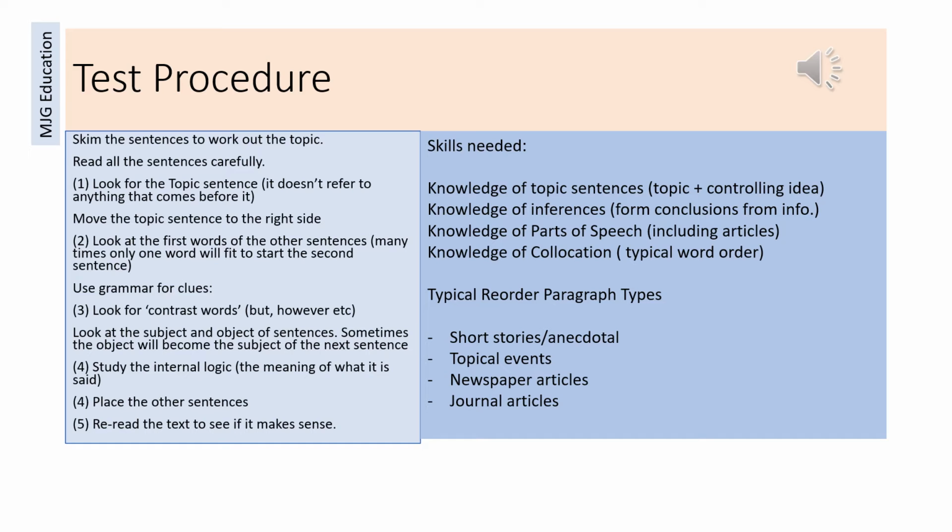Try and place the other sentences. Reread the text, the 5 sentences in a row to see if they make sense. And that's a good way of testing yourself to see if it makes sense, to see if you got them in the right order. Some of the skills we talk about you may need: knowledge of topic sentences, topics, and controlling ideas, right? That's the first sentence of a paragraph. You can usually figure that out.